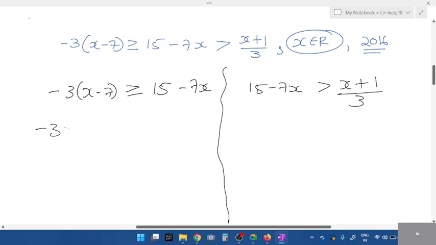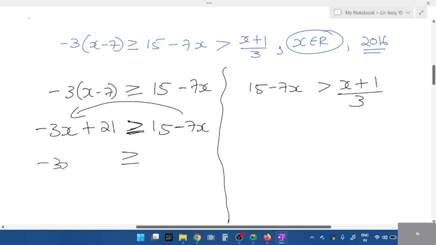Minus 3x. Minus into minus is plus. 7 3s are 21. Greater than 15 minus 7x. Minus 7x shifted to the other side. Okay, the sign will not change, students. We are not multiplying or dividing anything. Sign will not change, it remains as it is. Minus 3x plus 7x. 15 plus 21 becomes minus 21.